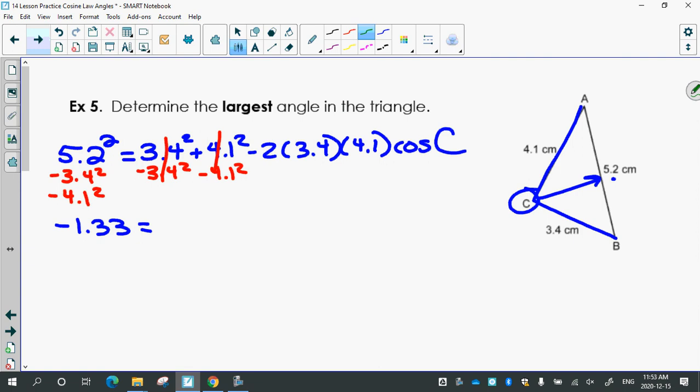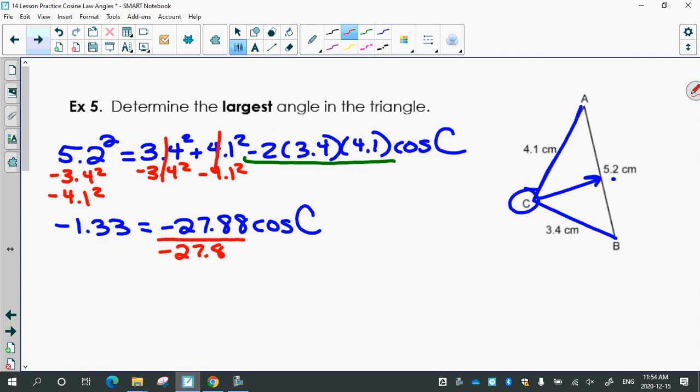And then the next step is to multiply the three numbers in front of the cos of the angle together. So negative 2 times 3.4 times 4.1 is negative 27.88 times the cosine of angle C. Okay? So the first step was subtracting on both sides. And then on the right side, we multiplied the three numbers in front of cos C. The next step is to divide both sides by the number in front of cosine angle C.